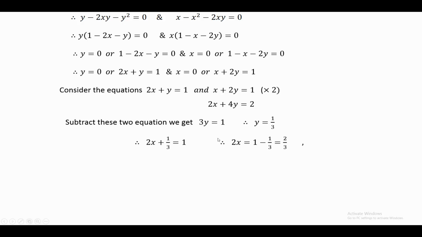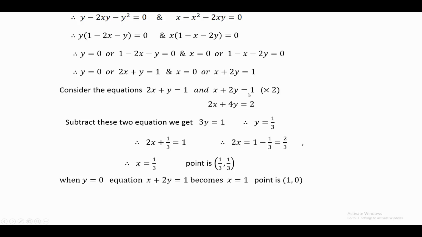Therefore 2x equals 1 minus 1/3, which means LCM 3, so 3 minus 1, 2/3. Divide by 2, we get x equal to 1/3. So the point is (1/3, 1/3). Now put the value of y equal to 0 in this equation. When y equals 0, the equation x plus 2y equals 1 becomes x plus 0 is 1, which means x equals 1. So the point is the x coordinate 1 and the y coordinate 0, (1, 0).